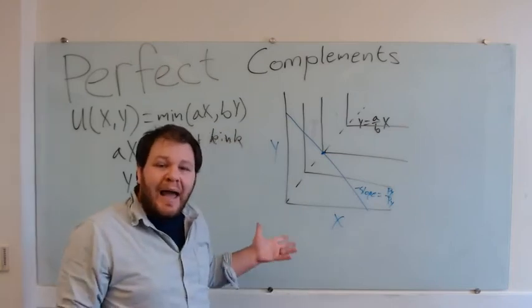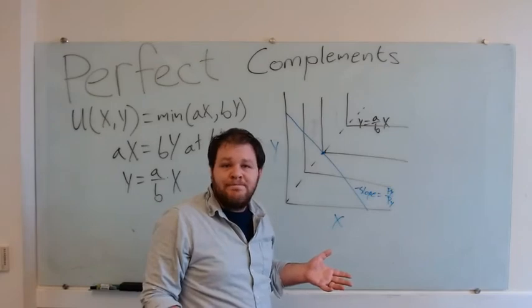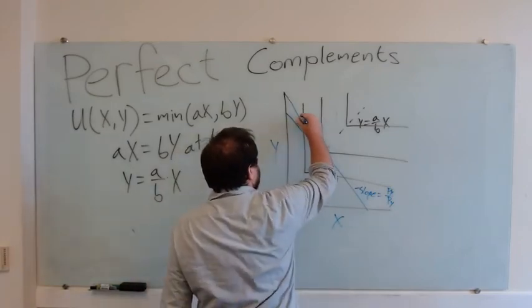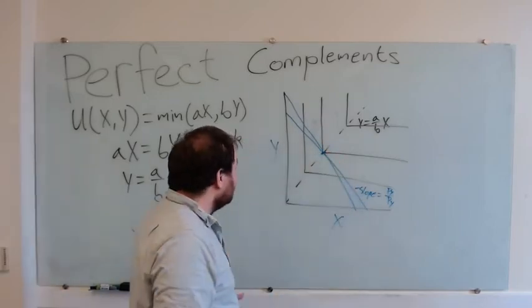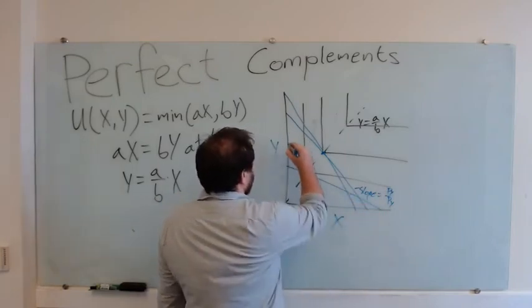In this case, it just so happens that our best choice fell along the kink of one of our indifference curves. Is that always true? Well, let's imagine that I drew a slightly different slope, still going to be through the kink. What if I drew a budget constraint like this? Right through the kink.